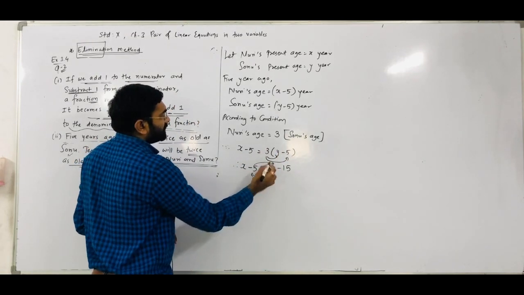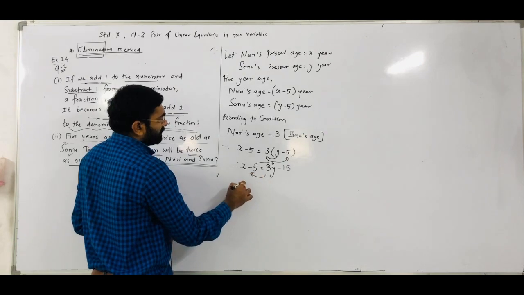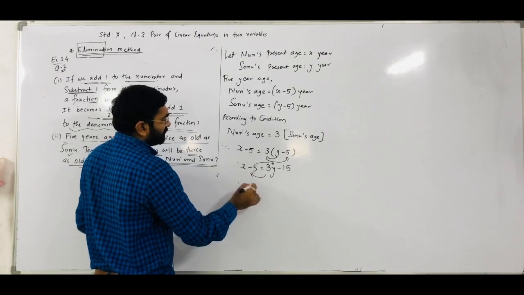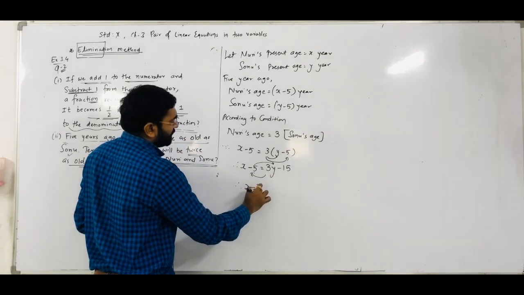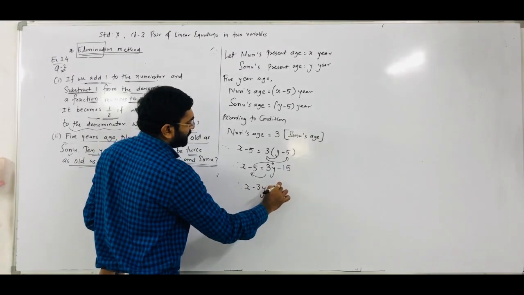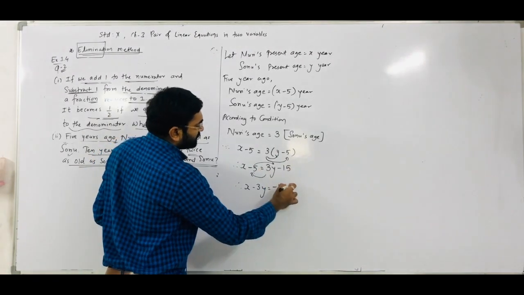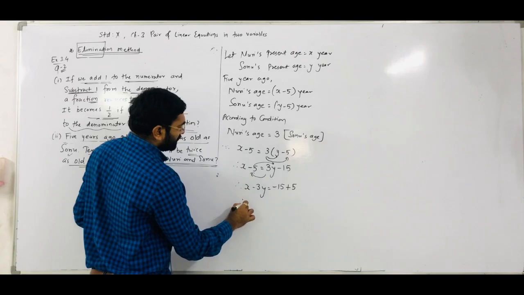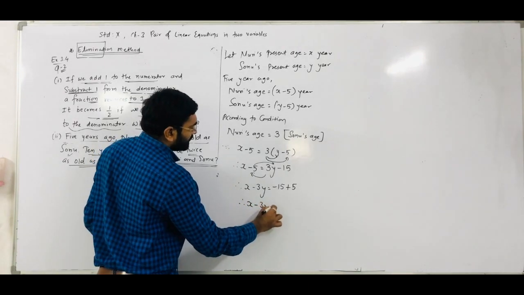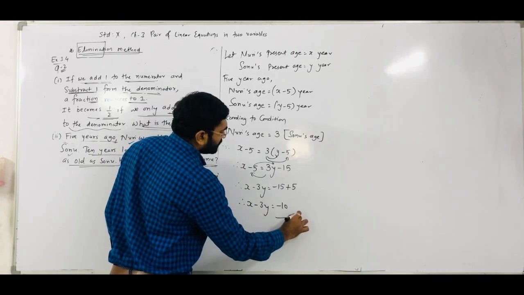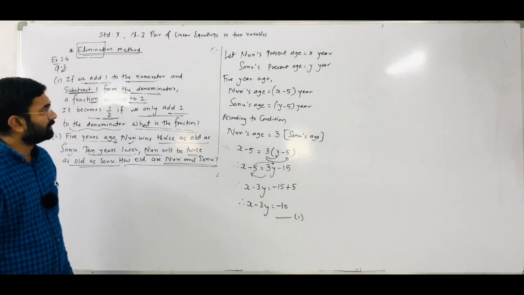Numbers we have to arrange on one side of the equal sign, and variable terms we arrange on the left hand side of the equation. Plus 3y becomes minus 3y. Here minus 15 is already there. That minus 5 comes to the right hand side and becomes plus 5. So we get x minus 3y is equal to minus 10. This is our equation number 1.